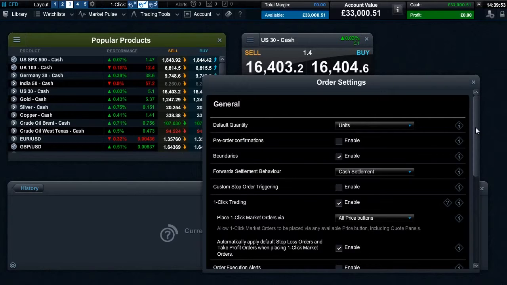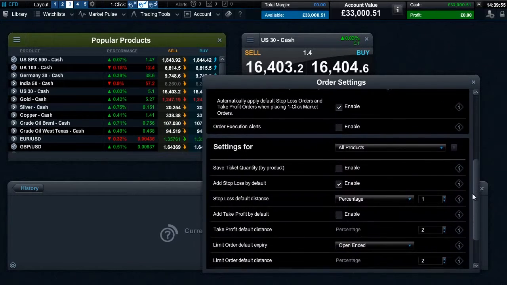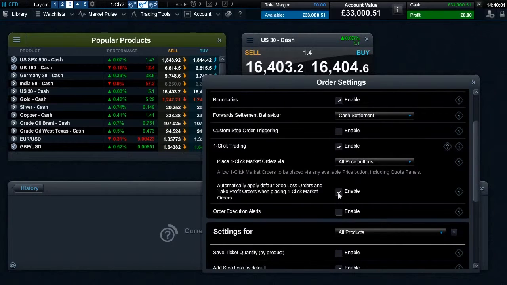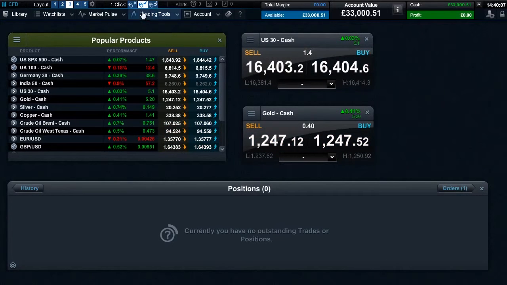By default, your personal stop-loss order and take-profit order settings will be applied to your one-click market order. These, however, can be disabled separately here. Once you activate one-click trading, you can choose between 3 modes within the main toolbar, including single-click, which is on as default, double-click, or the locked feature. Locked will disable one-click trading for those times you are simply monitoring the market.